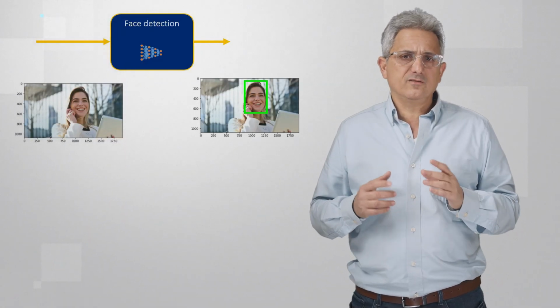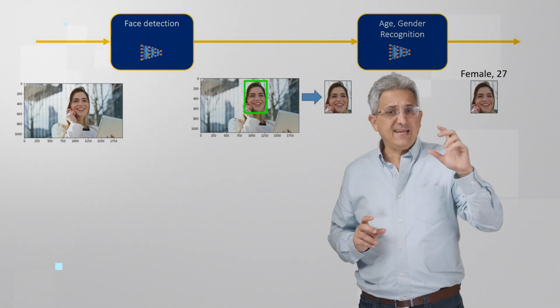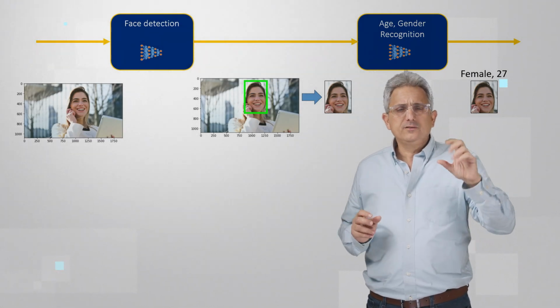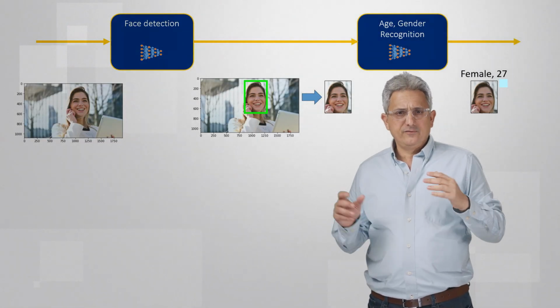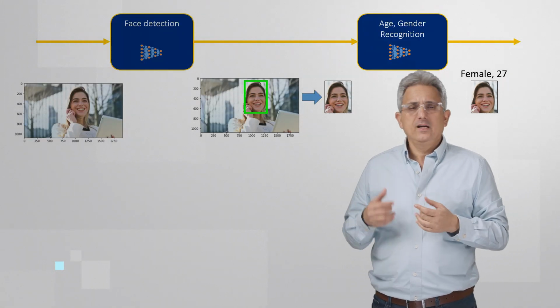Now, let's add another functionality to the analytics. So far, we've processed the video and detected faces. Now, let's take each of these faces and try to detect the age and the gender of that person. We'll do it using another AI model. This AI model can get faces as the input and output the age and the gender.